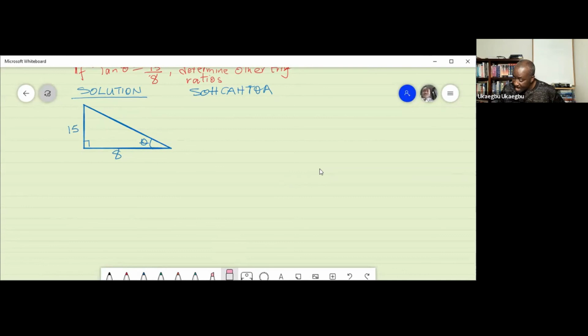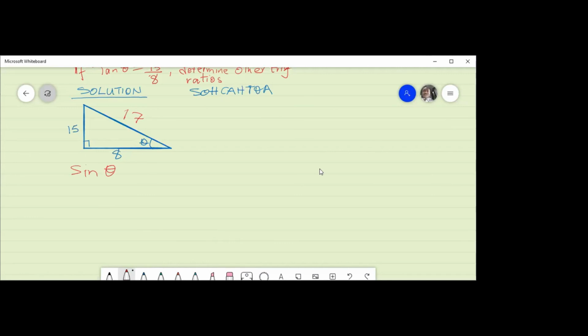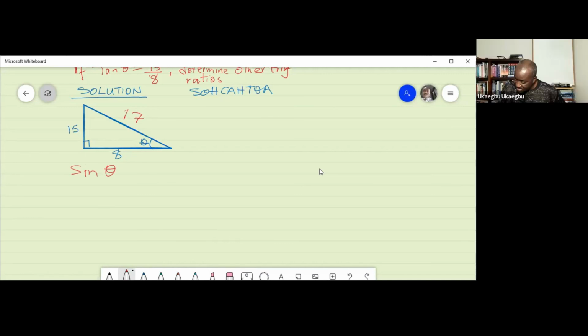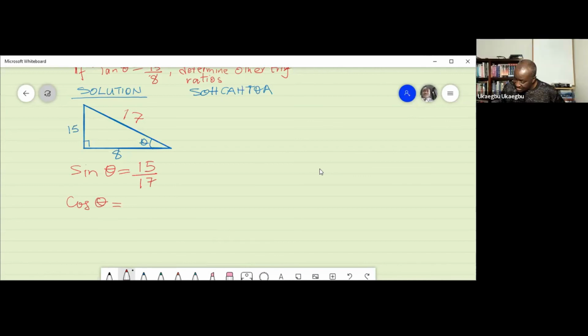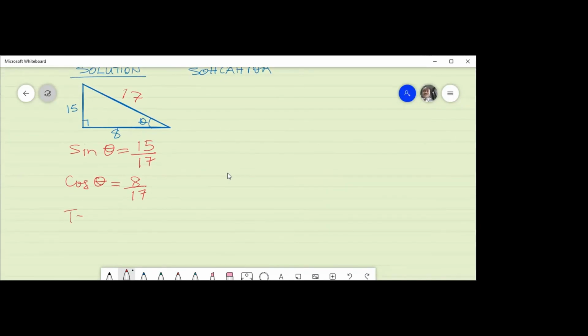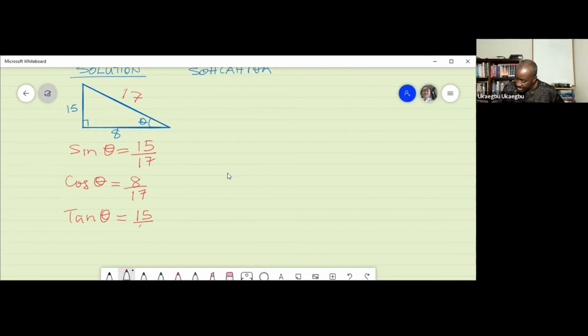If that side is 17, what are the other trig ratios? Start with sine, cosine, tangent, and then you do the others. So start with sine theta. Sine theta is 15/17. Then you do cos theta, 8/17. And then you do tangent, 15/8, which is the one that's actually given to us.